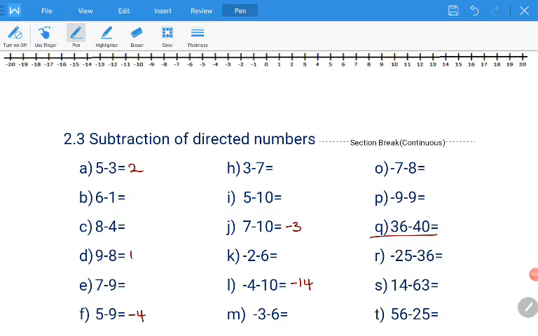So here we can see that the difference between 36 and 40, not considering the sign, is 4. But here we can see that a bigger number is being subtracted from a smaller number. So we will know that our answer is negative 4.